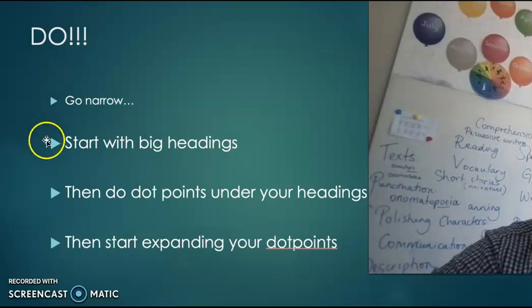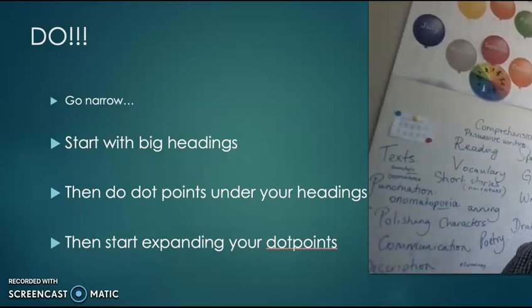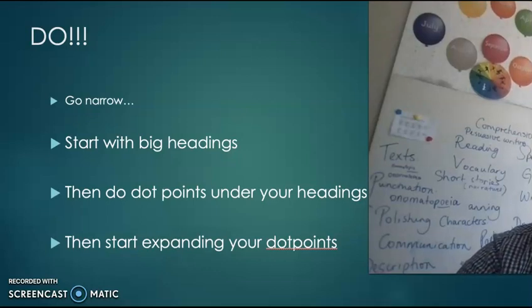And then get some big headings. So what are the key areas you're going to be looking at for your report? And start doing dot points underneath it. All right, so once you've got your dot points, then you start to expand your dot points and you start building up to the 1,000 words. Okay, the last thing you want to do is get to 2,000 words and go, oh no, and then try and cut down. It's a lot easier to get to 800 words and then go, okay, I need to add more content. What else can I talk about? All right, so that's the approach we want to take.